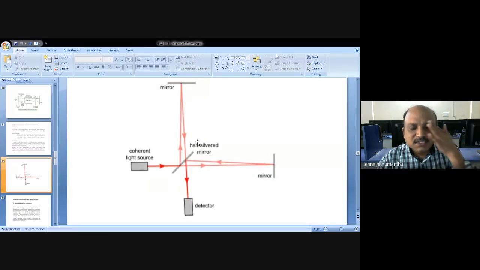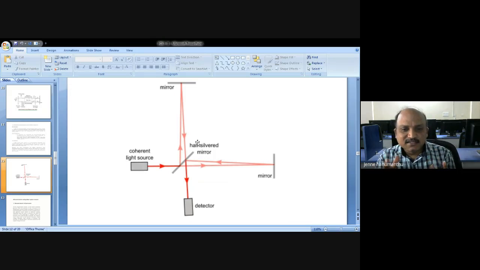See, this is the diagram for measuring distance. Sometimes you can also measure the distance. Displacements and distance come under the same category. But how do you measure the distance with this arrangement? So what is the arrangement?